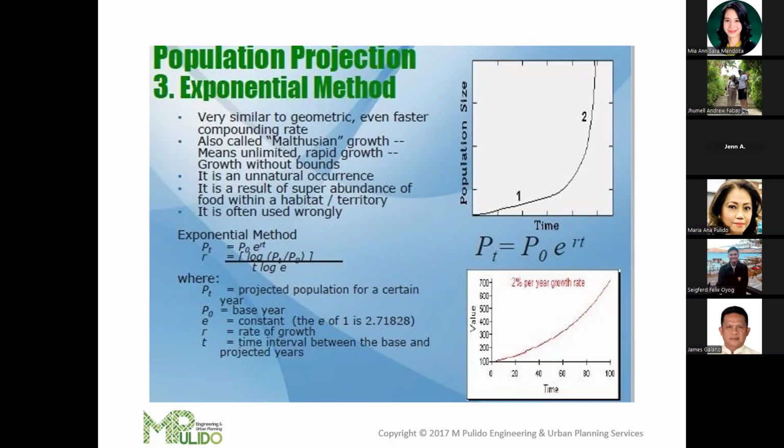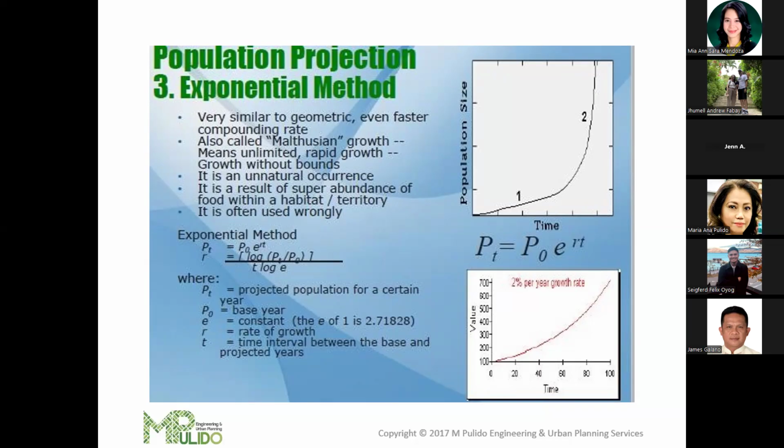This method projects accelerating growth faster than the geometric method. It's often referred to as Malthusian growth, named after Thomas Malthus. He theorized that population grows exponentially while resources grow linearly. And as such, it suggests growth without bounds, which is not typical of real-world populations over the long term.